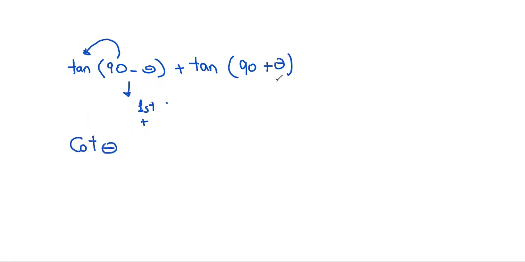The next one, 90 plus theta. 90 plus theta lies in the second quadrant, and tan in the second quadrant is negative. But this 90 changes tan to cotan. So it will be negative cotan theta. Cotan theta minus cotan theta equals what? Equals 0. What else? What else, Yusuf?